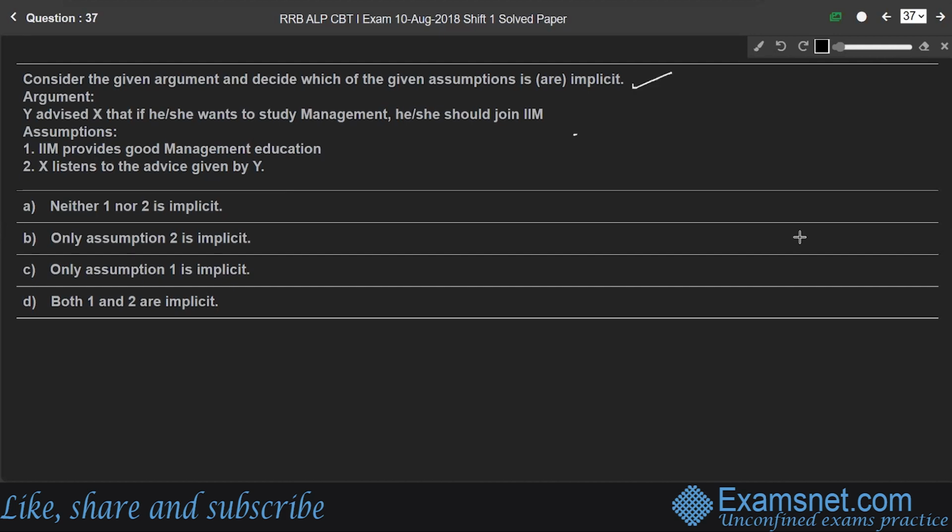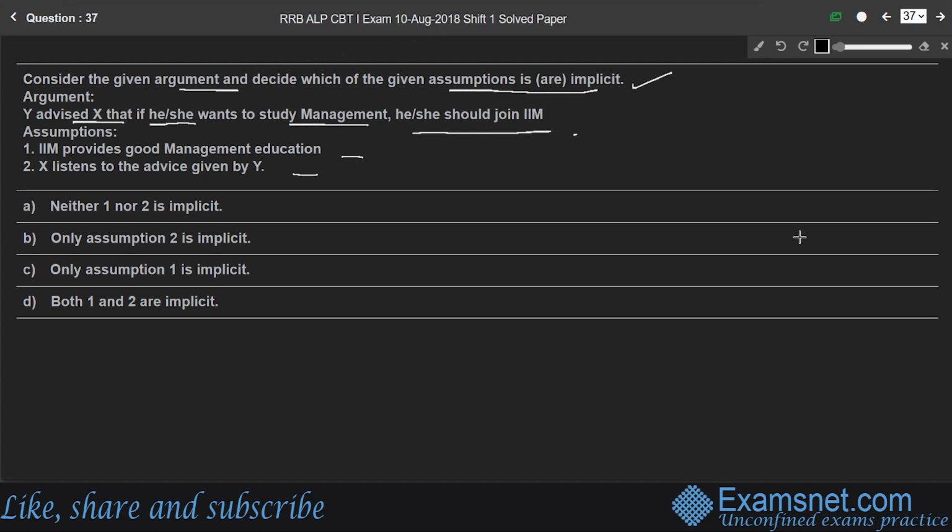Question 37. Consider the given argument and decide which of the given assumptions is implicit. The argument is: Y advised X that if he or she wants to study management, he should join IIM. So here the assumptions are: IIM provides good management education, and X listens to the advice given by Y. So these are the two assumptions.